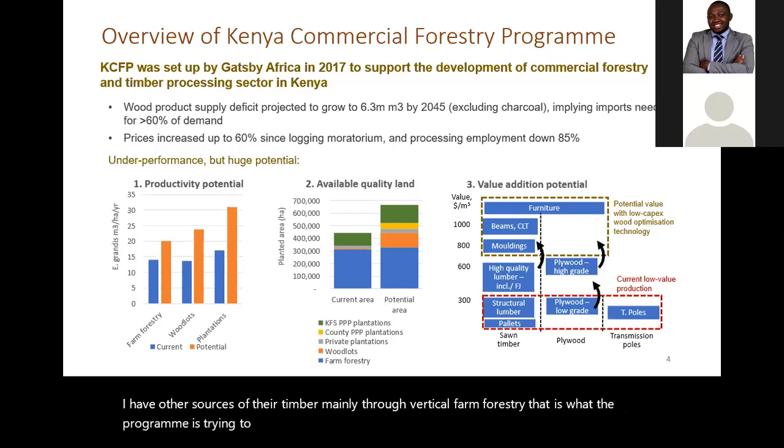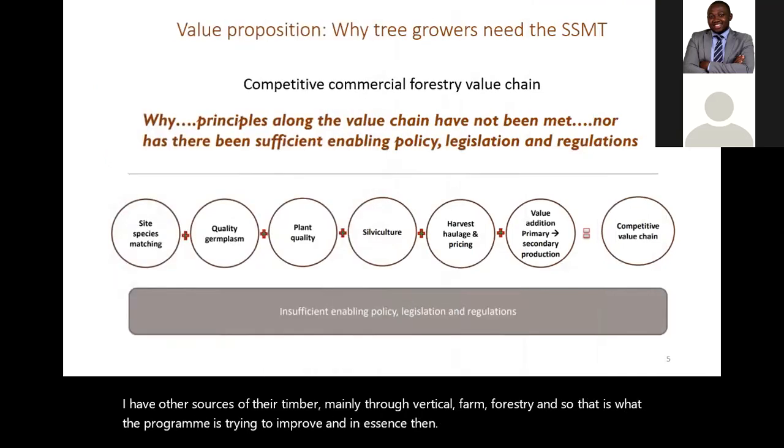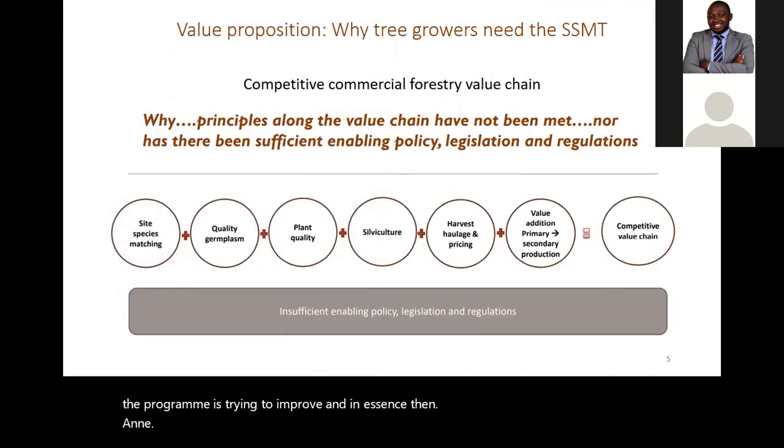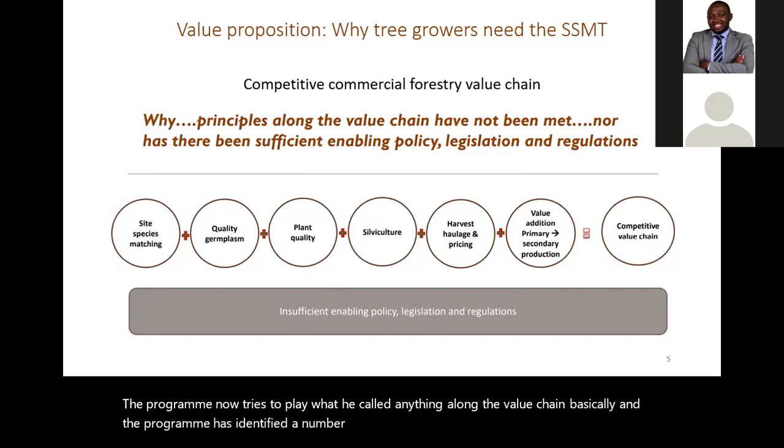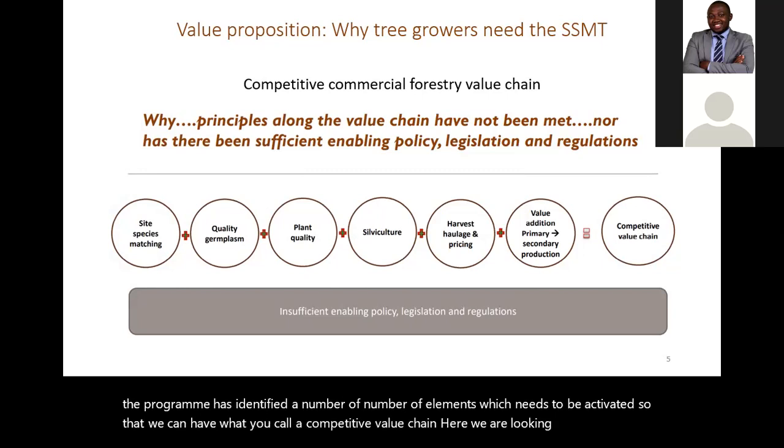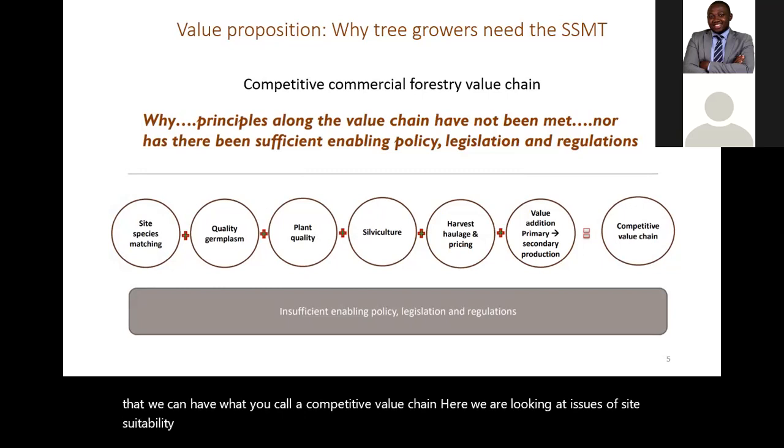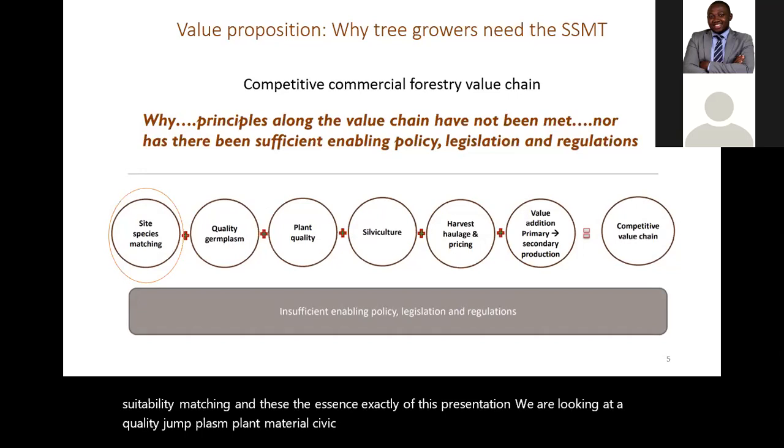And in essence, the program tries to play along the value chain, basically. And the program has identified a number of elements which need to be activated so that we can have what we call a competitive value chain. Here we are looking at issues of site suitability matching, and this is exactly the essence of this presentation. We are looking at quality germplasm, plant material, silviculture, harvesting and knowledge, and value addition.